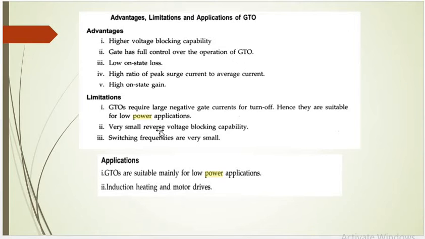So there will be some limitations. Here GTO requires large negative gate current. Even if you give a negative gate pulse, it will be turned off, but it requires large negative gate current to turn off the device. Hence they are suitable for only low power applications and have very small reverse voltage blocking capability. So it will be easily affected and it will be shorted. Then switching frequency is very small, so it cannot be used for higher power application.